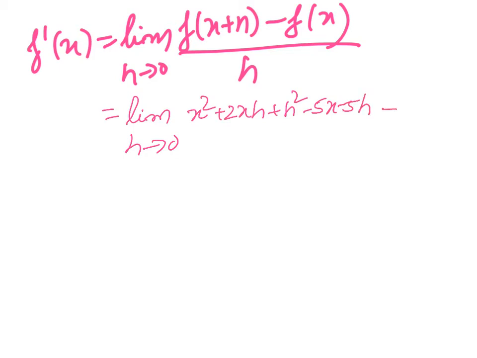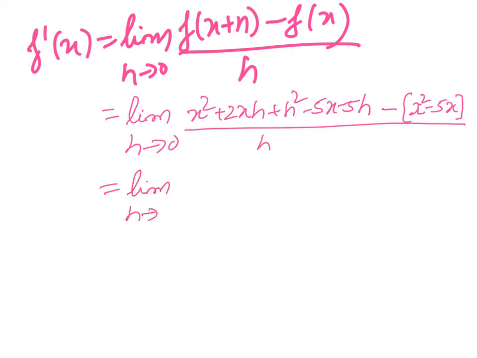Now minus, I write the original function. I put the bracket. Do not forget to put these brackets here. Very important. x squared minus 5x. Then divided by h. So this limit that I have written here must be there throughout. So please be very careful of these notations. Every step there is a limit. So I write here limit. I have not yet evaluated the limit. I am simplifying the expression.